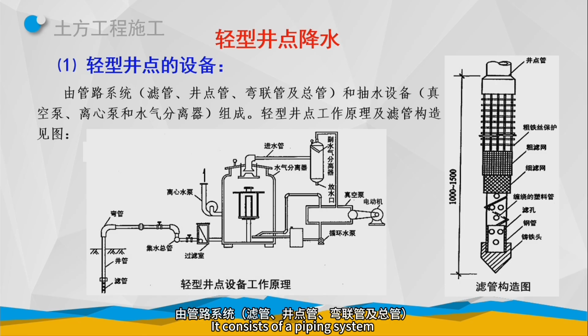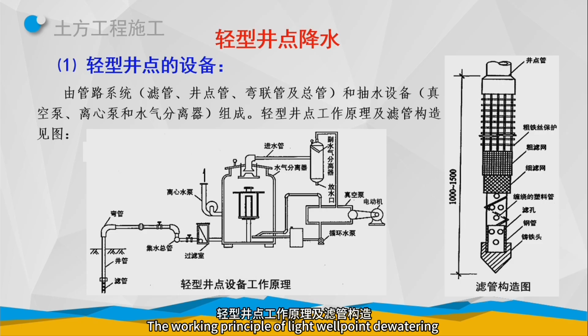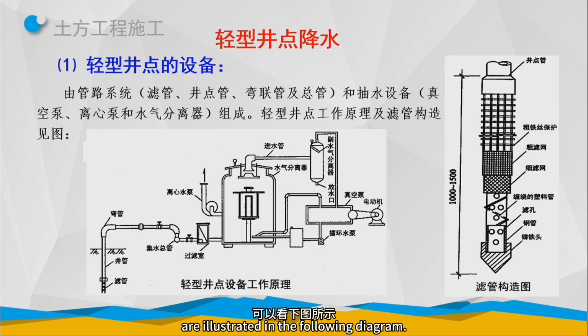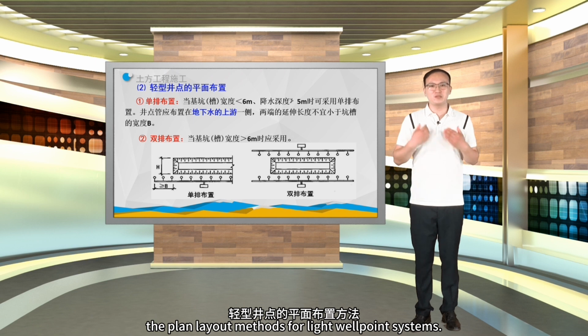Next, let's examine the equipment for light well point dewatering. It consists of a piping system, including filter pipes, well point pipes, swing joints, and header pipes, and pumping equipment, including vacuum pumps, centrifugal pumps, and air water separators. The working principle of light well point dewatering and the structure of the filter pipes are illustrated in the following diagram. Now, let's move on to the plan layout methods for light well point systems.